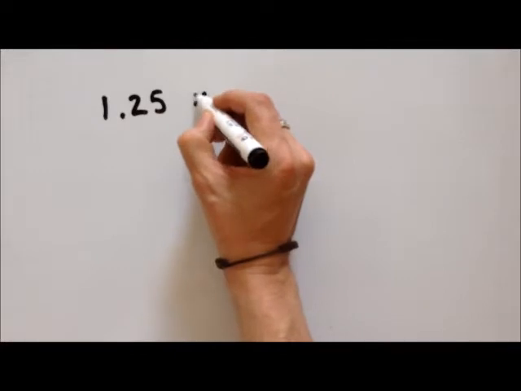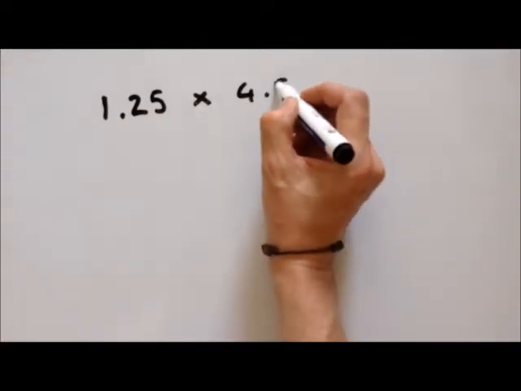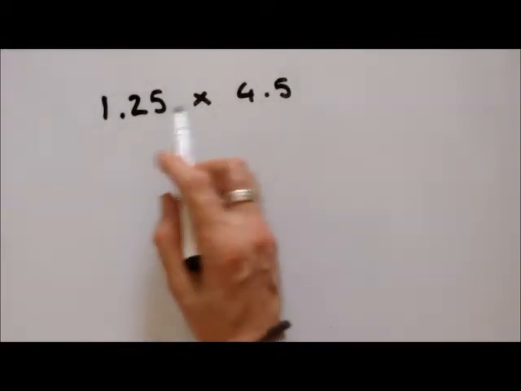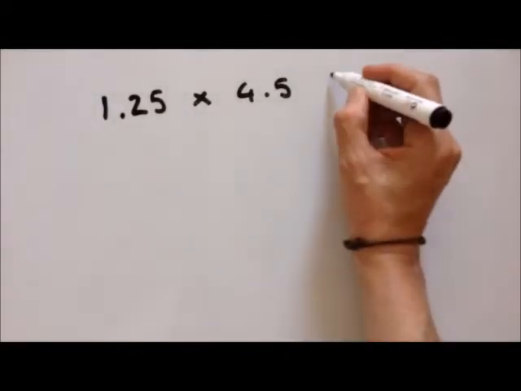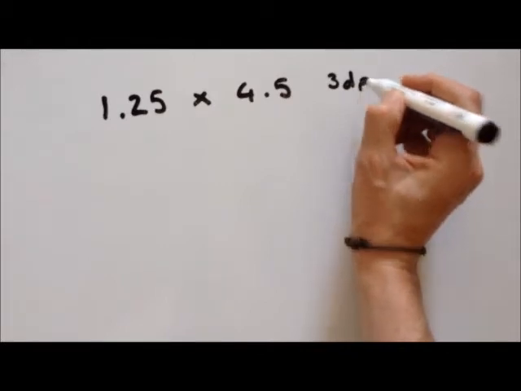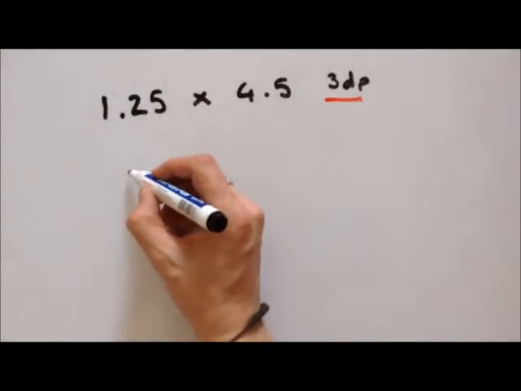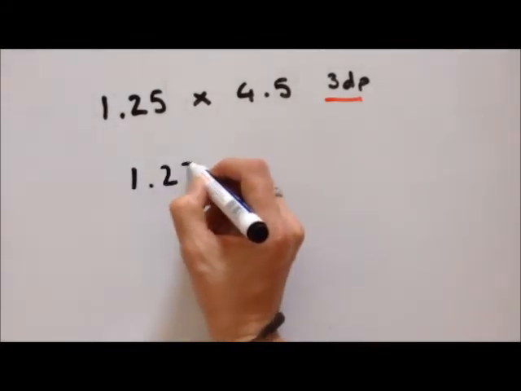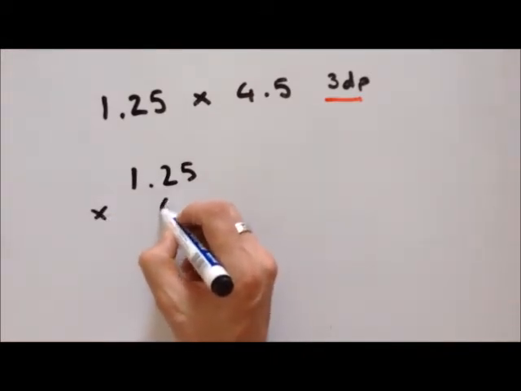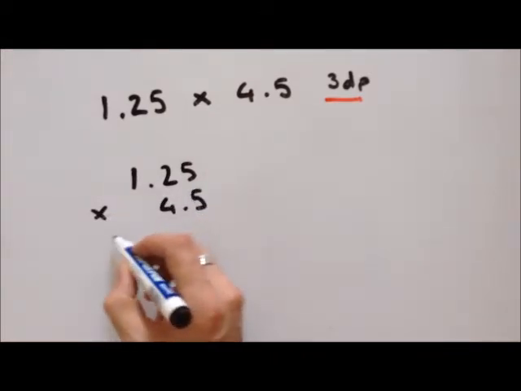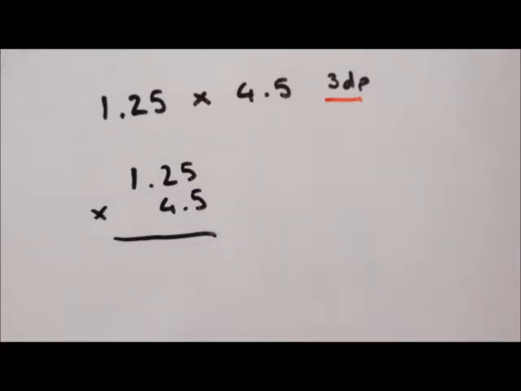1.25 multiplied by 4.5. First thing we do, count up our decimal places. 1, 2, 3. 3 decimal places. Let's underline that so we know we do that at the end. And then we set it out like a normal multiplication problem. 1.25 multiplied by 4.5. Now, note that I haven't lined up the decimal points here, because we're just going to ignore them till the end. We're going to do this like a multiplication problem that doesn't have decimals in.